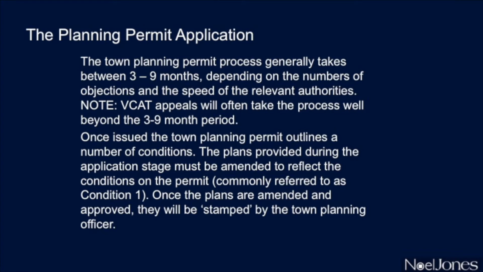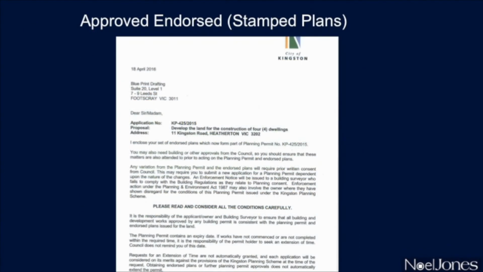Once issued, the town planning permit outlines a number of conditions. The plans provided during the application stage must be amended to reflect the conditions of the permit, commonly referred to as Condition 1. Once the plans are amended and approved, they will be stamped by the town planning officer. The final stage in the town planning approval process is in receiving the approved endorsed plans.